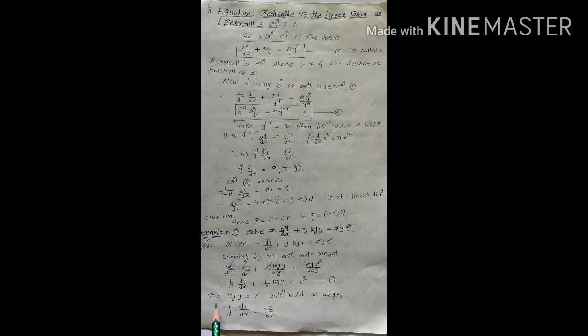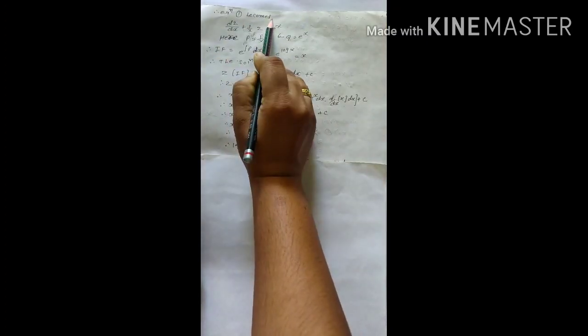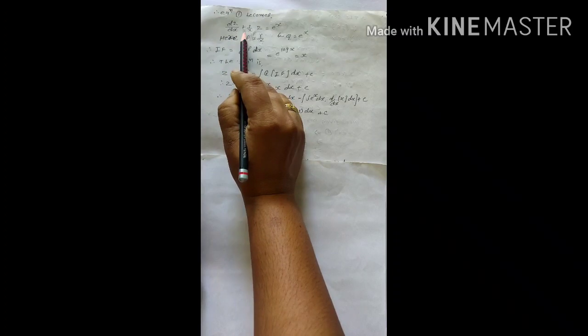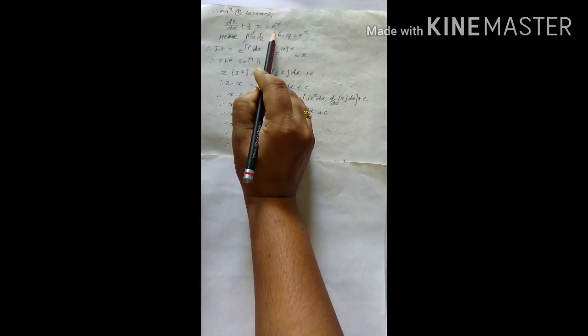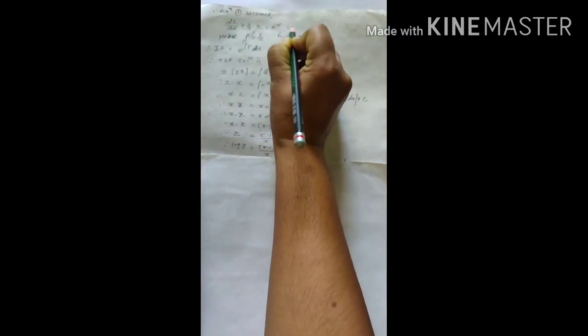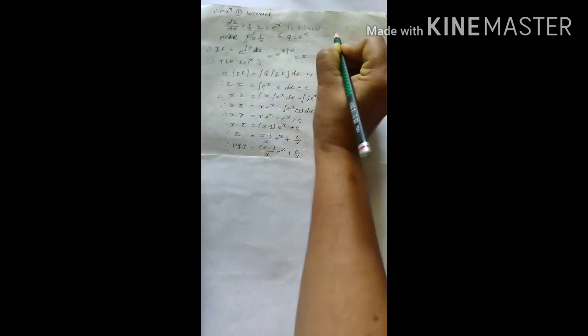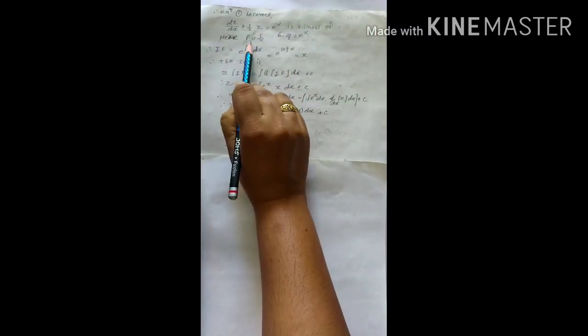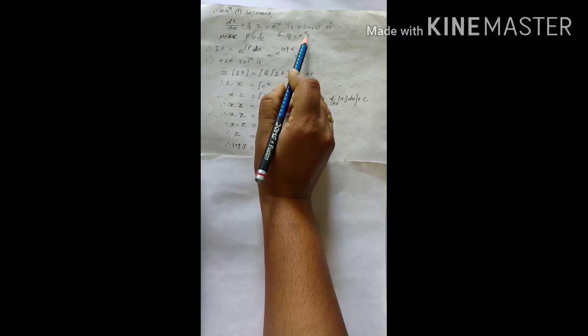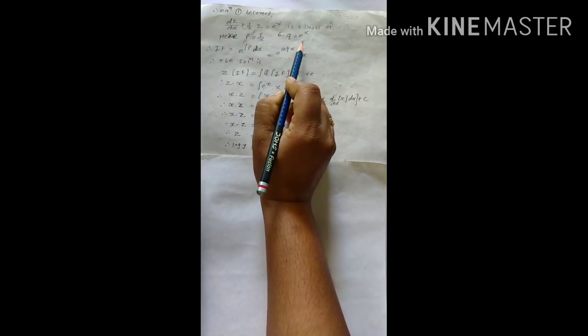Now we have to put log y is equal to z. Differentiating with respect to x, we get 1 upon y dy by dx is equal to dz by dx. Now, we put log y and 1 upon y dy by dx in equation 1. Therefore, equation 1 becomes dz by dx plus 1 upon x into z is equal to e raised to x, which is a linear equation. Therefore, here p is equal to 1 upon x and q is equal to e raised to x. Now, we have to find the integrating factor.